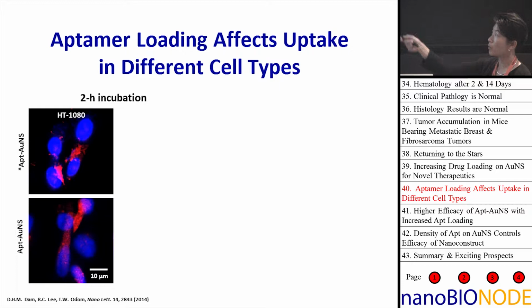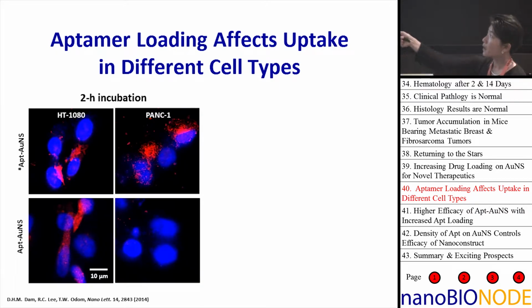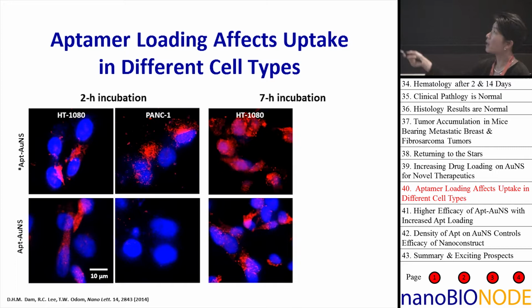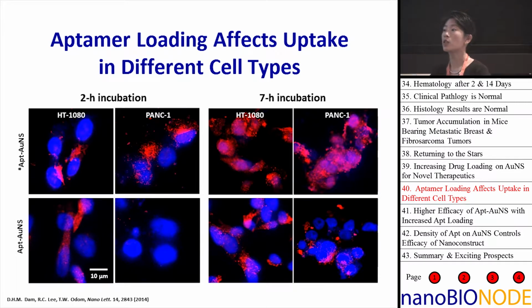These are confocal images of 2-hour incubations in fibrosarcoma as well as pancreatic cells. And you can see that as you go for 2 hours, as you increase the loading, there's much brighter fluorescence. And similarly for the fibrosarcoma after 7 hours and the pancreatic cells after 7 hours, it was so bright we almost had to change the gain levels in the microscope.